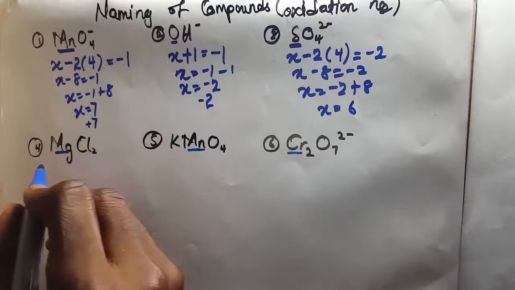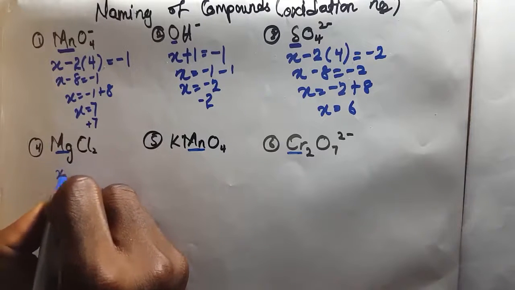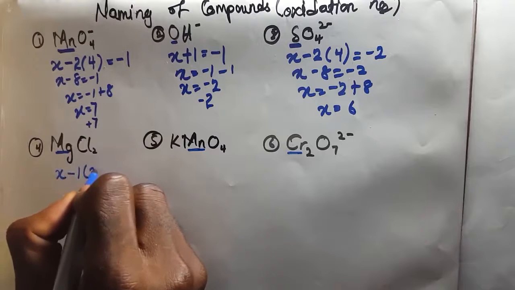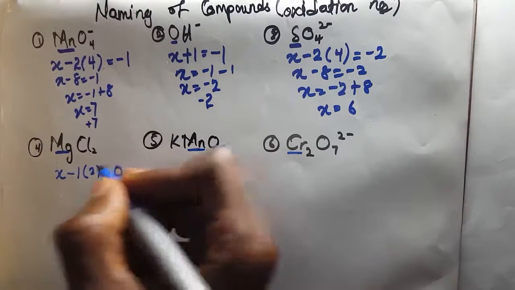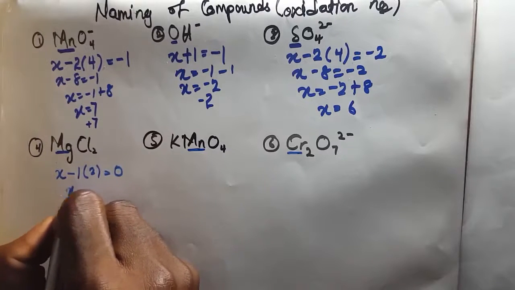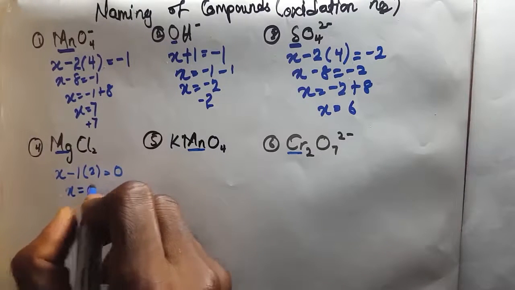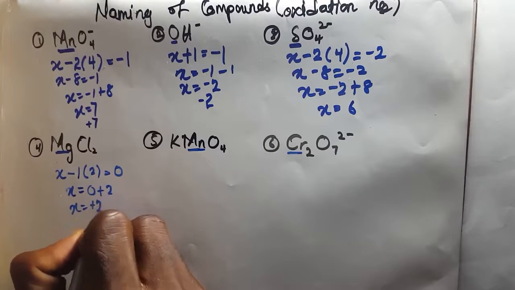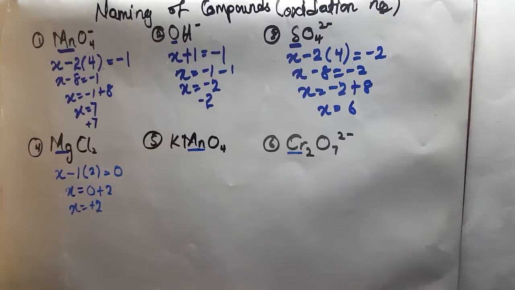So for magnesium here, I'm going to represent with X. Chlorine, the charge is -1. -1 times 2 equal to 0. So X is going to be 0 plus 2. X equals +2. And we know that the charge of magnesium, looking on the periodic table, is +2.